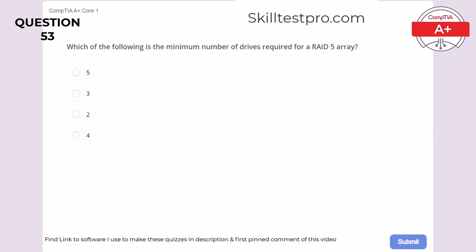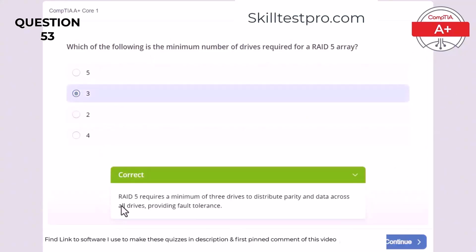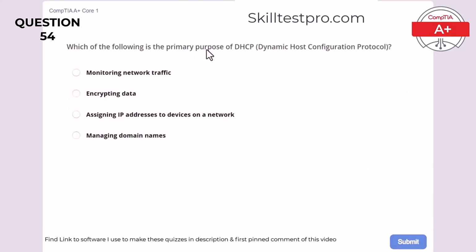And here correct answer is 3. RAID 5 requires a minimum of 3 drives to distribute parity and data across all drives, providing fault tolerance. Which of the following is primary purpose of DHCP, Dynamic Host Configuration Protocol? Monitoring network traffic, encrypting data, assigning IP addresses to devices on a network, managing domain names?